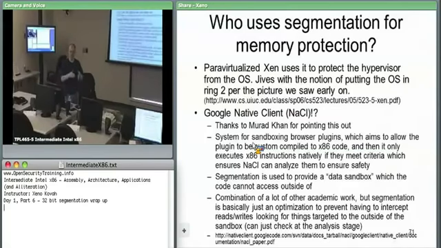And that way, if your OS kernel is at ring 1 and your hypervisor is at ring 0, no longer can the OS scribble all over the hypervisor, right? That's one way that you could use segmentation level protection to protect the hypervisor.